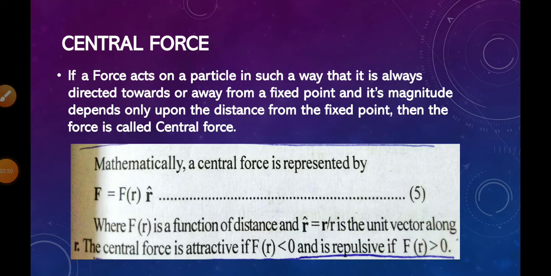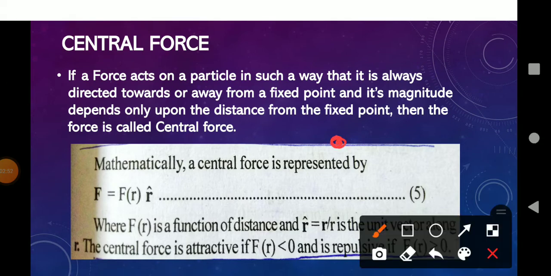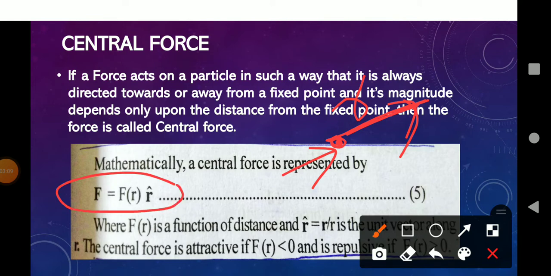So that means if a force acts on a particle in such a way that it is always directed towards or away from that point, and its magnitude only depends upon the distance r from the fixed point, then mathematically a central force can be written as F is equal to F of r into r cap. Since F is only a function of r, the distance, and r cap can be written as vector r divided by modulus of r, it is the unit vector along the r direction.